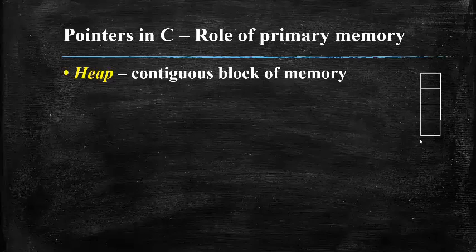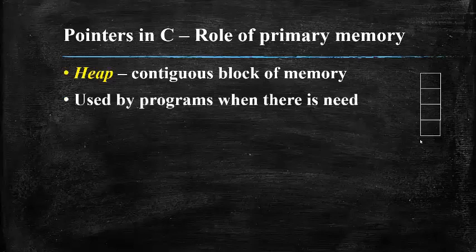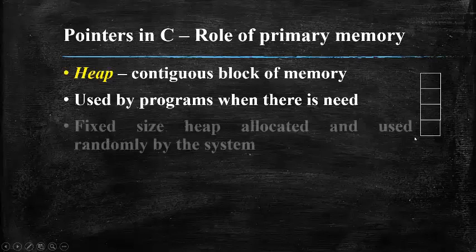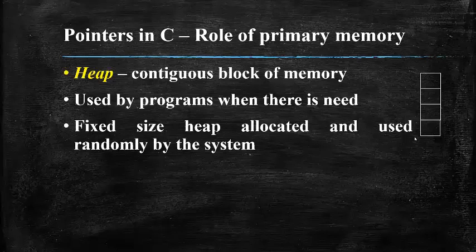So whenever a program requires memory to execute its code, whenever there's a requirement from a particular program to use memory, okay, whichever block of memory is free, that particular memory can be allocated to the program to be executed. So your fixed size heap is allocated, and it is being used randomly by the system. So whichever memory block is free, that memory block is being allocated by the system randomly to your particular program.